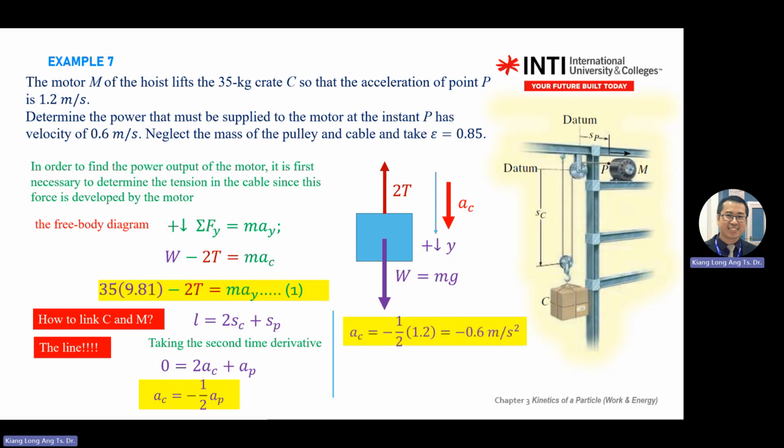Okay, once you get that, you substitute the acceleration. Again, there's a typo error in this question. This 1.2 meter per second should be 1.2 meter per second squared. It is acceleration, so the unit is wrong. You substitute that, you get your AC. You substitute back into equation 1 here. Your AY is your AC. So you substitute back here. You'll get P equals 182.2 Newton.